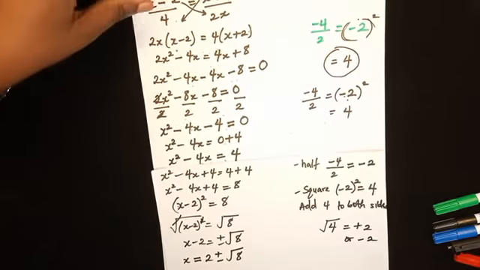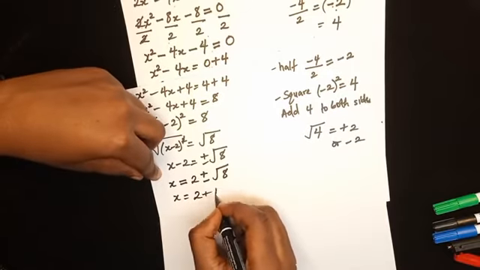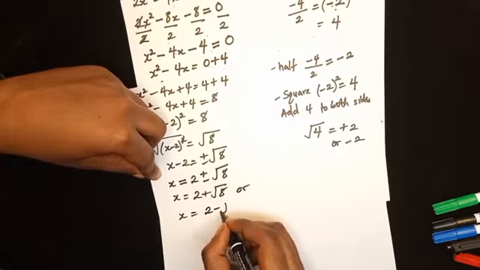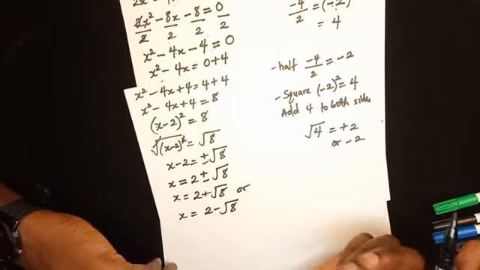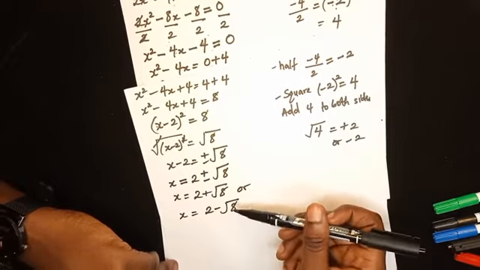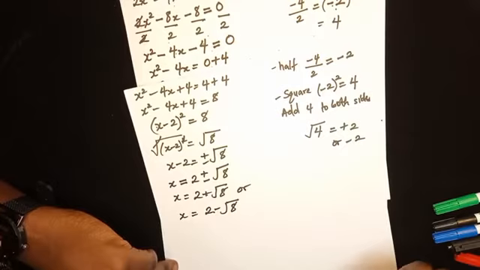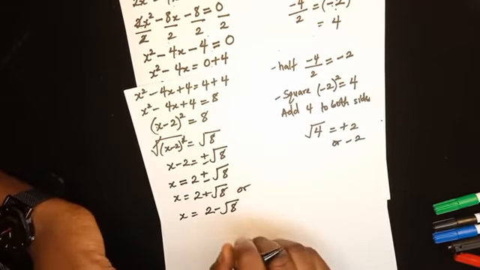So that means the final answer is x equals to 2 plus root 8 or x equals to 2 minus root 8. Your answer can be left this way, and you can go ahead to punch your calculator, look for the square root of 8, subtract it from 2, look for the square root of 8 and add it to 2. But usually in mathematics, this is the best form to leave your answer.